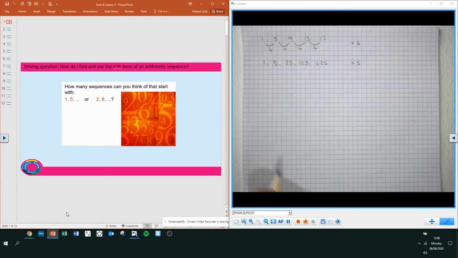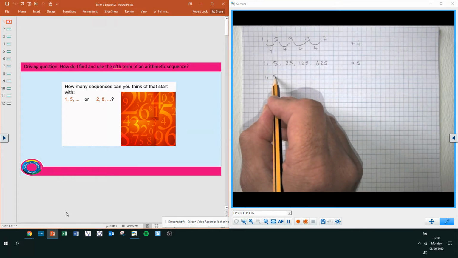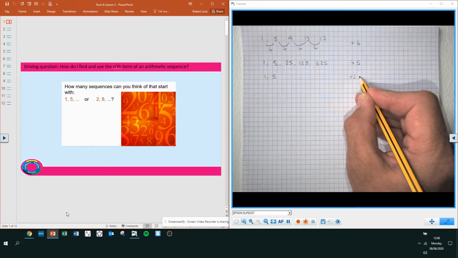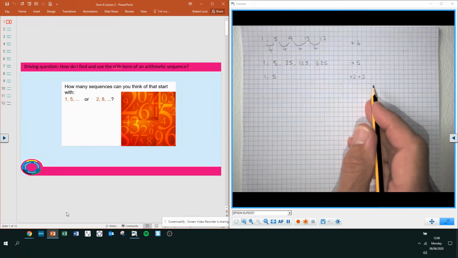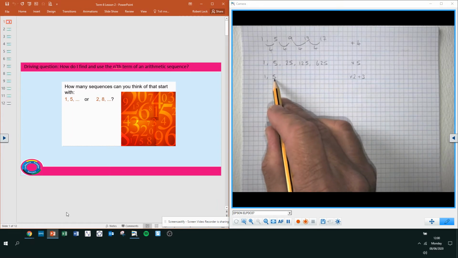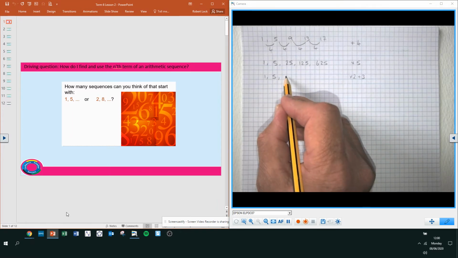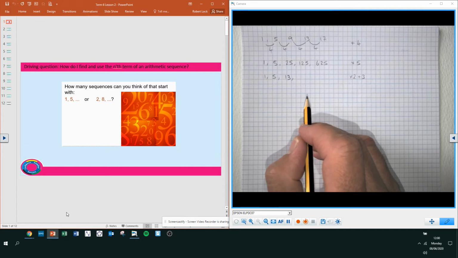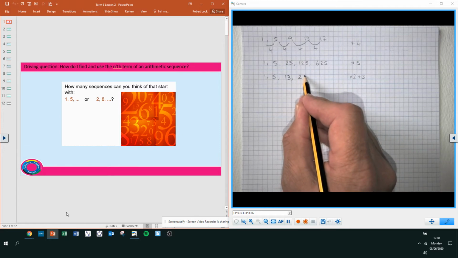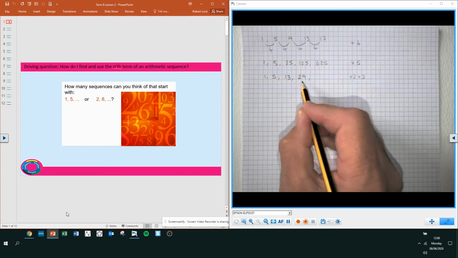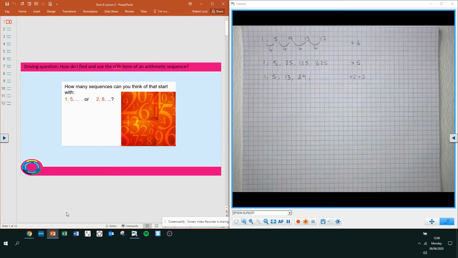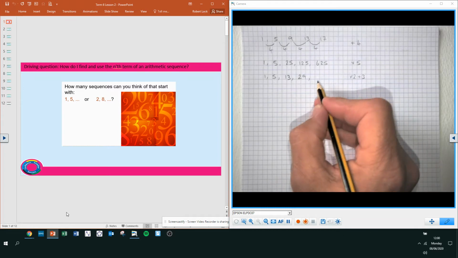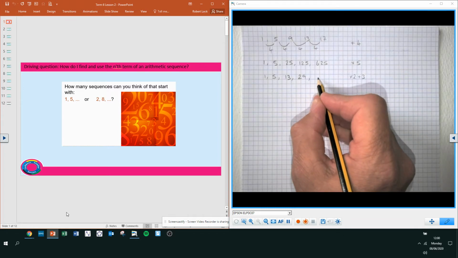Or some of us may have been sneaky. 1 times 2 is 2, add 3 is 5. So we're timesing by 2 and adding 3. That's the rule. So 2 times 5 is 10, adding 3 makes 13. 2 times 13 makes 26, adding 3 makes 29. 2 times 29 makes 58, plus 3 makes 61.